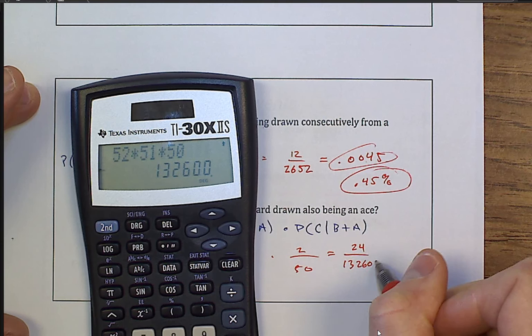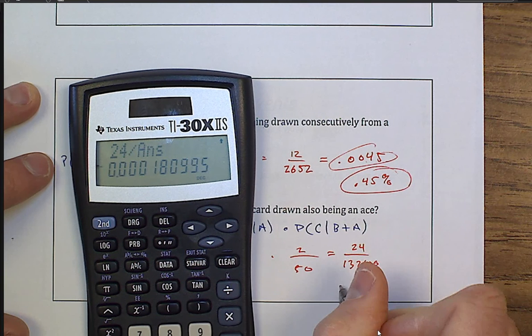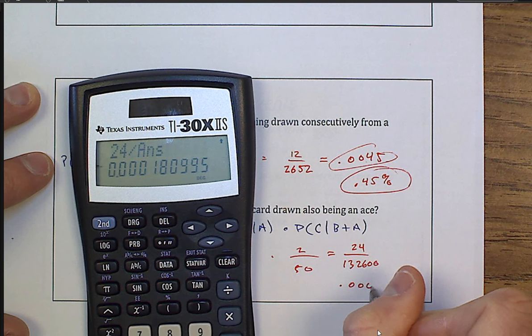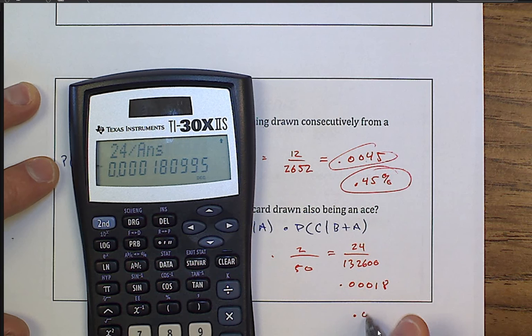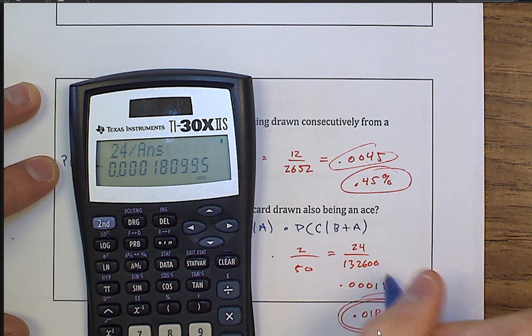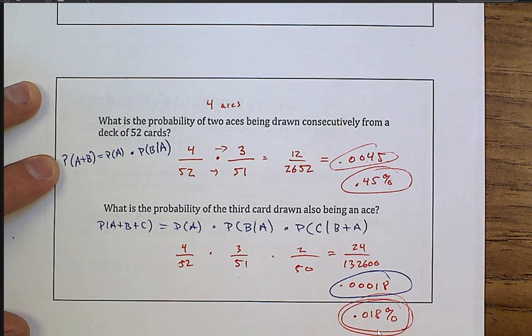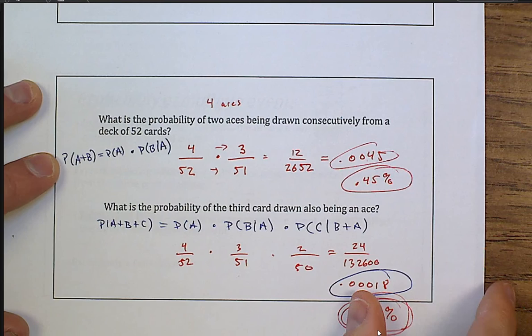132,600. 24 divided by second answer equals 0.00018. So 1, 2, so 0.018% chance of that happening. So this would be your decimal answer in blue that I just circled, and this would be the percent chance of that happening. Very, very small. All right, that's calculating dependent events.